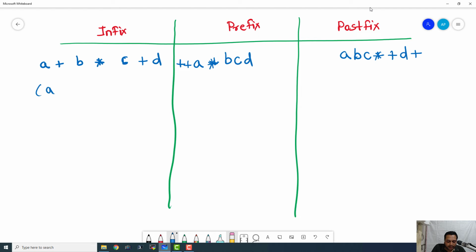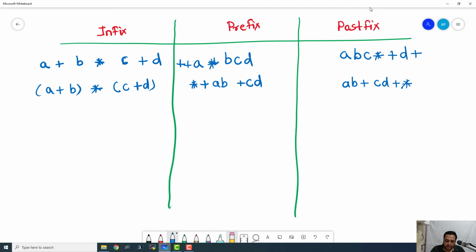Okay. So we will say (A plus B) multiplied by (C plus D), and because of parenthesis we have to compute the C plus D and A plus B first. Okay. So CD plus and AB plus and multiplication. So this is the prefix, and similarly postfix is also easy. So AB plus CD plus and multiplication symbol. So this is the infix, prefix and postfix of this entire expression.